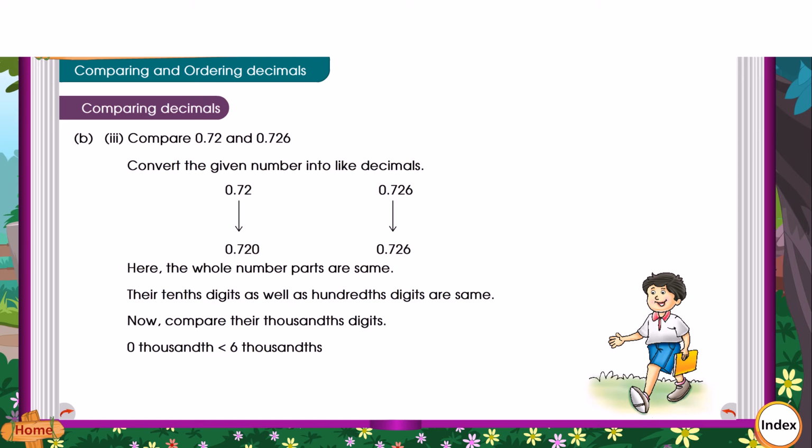So, 0.720 is less than 0.726. Hence, 0.72 is less than 0.726, or 0.726 is greater than 0.72.